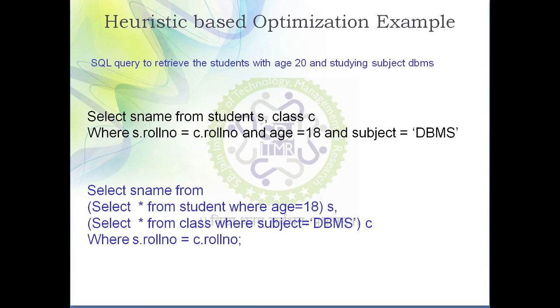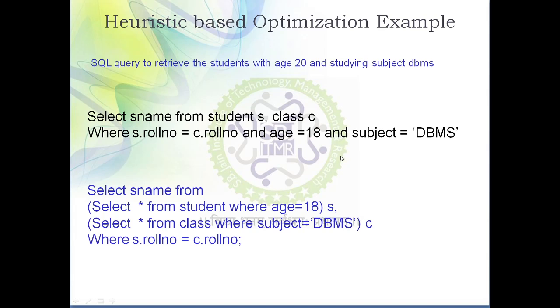But in this case, roll number acts as a foreign key in the class table. So here we are using equi-join. We are checking the equality condition that S dot roll number equals C dot roll number, and age equals 18, and subject equals DBMS.